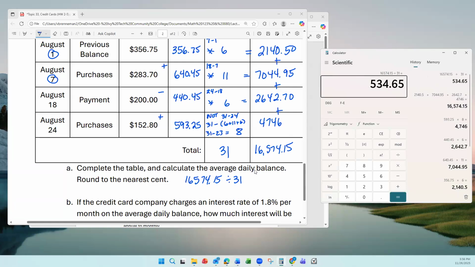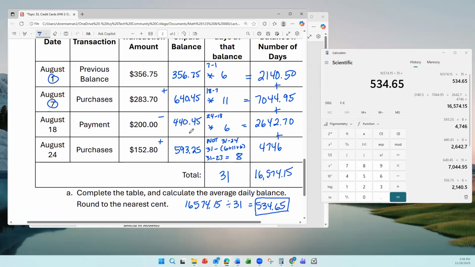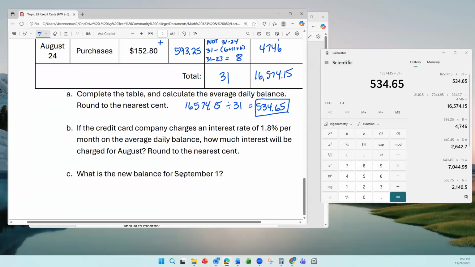And that comes out to 534.65. And checking that, it's going to be somewhere in between those balances that were there. So at least 356.75, at most 640.45, and we see it does fall within that range.